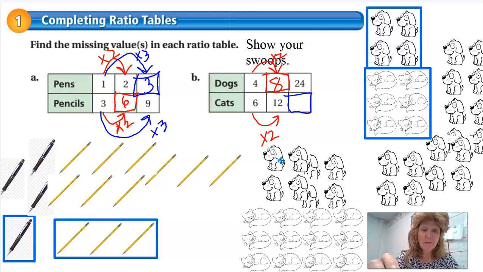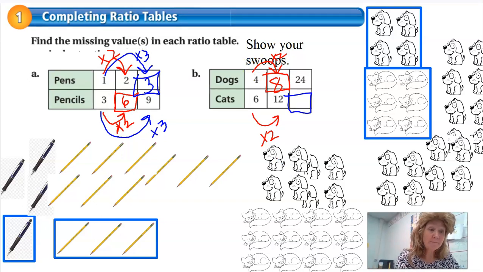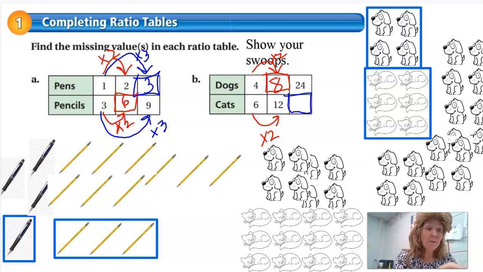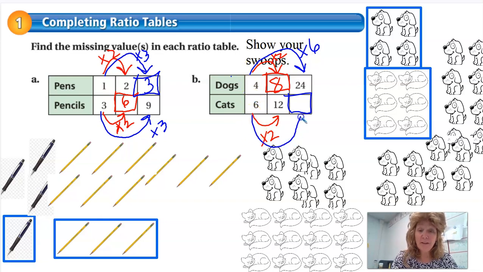So I'm going to use a different color. When I go from 4 to 24, it's multiplying dogs by 6. So that's a swoop. And then I also go back to the original cat number of 6 and I swoop. And if I multiply 6 times 6, I get 36.